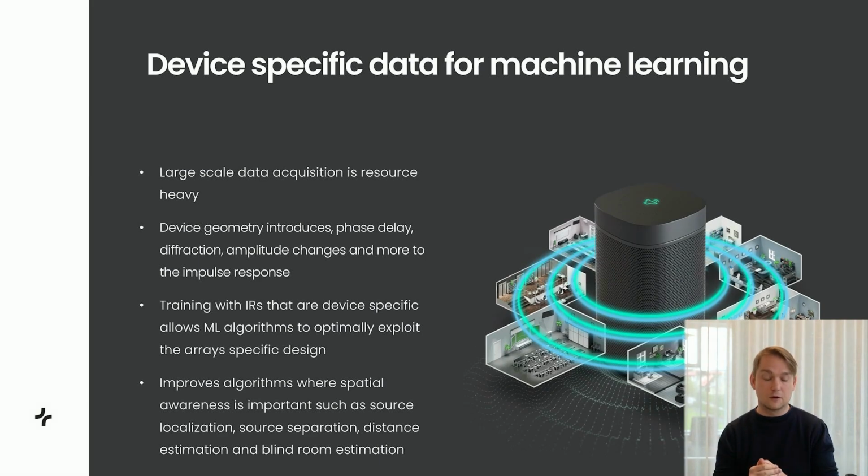I've named a few here, taking a spin on the spatial-aware algorithms that run on a lot of different products these days. So that could be source localization, source separation, distance estimation, and room estimation. All benefit greatly from having these device-specific impulse responses generated, which you can do very fast with this new feature.